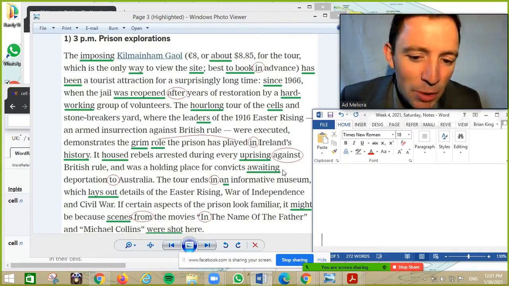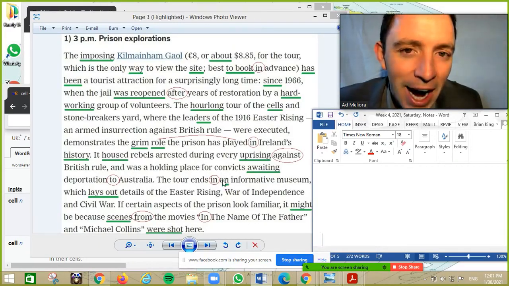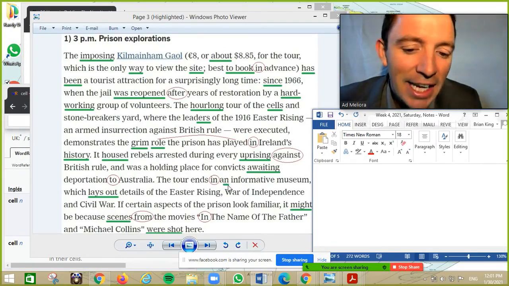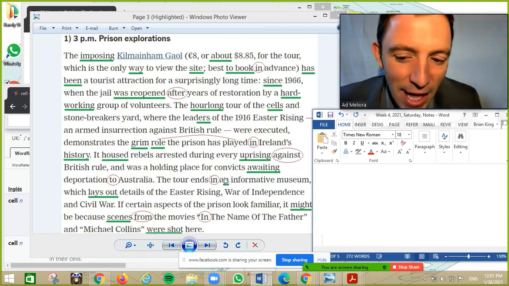In is again in the museum. Okay, and you remember the article. Here we have the indefinite article, but because the next word is beginning with the vowel, it's necessary an. That's the reason it's necessary an.